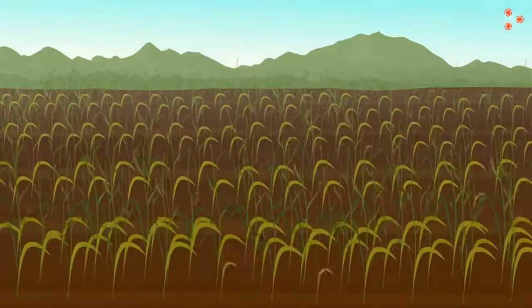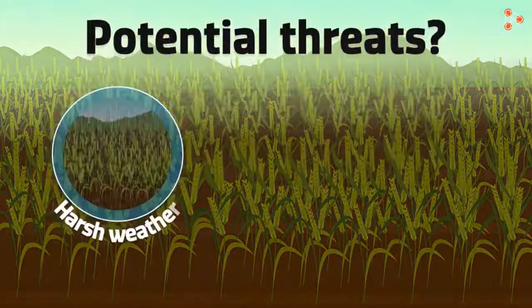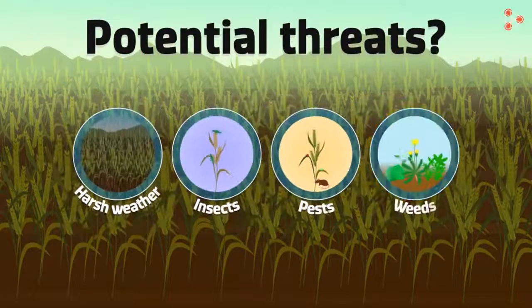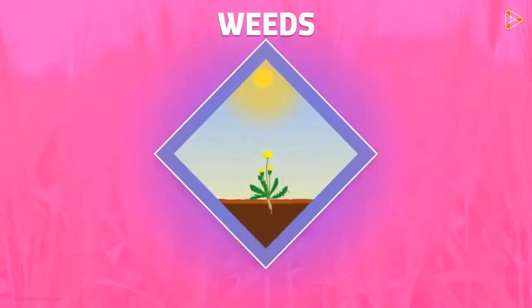Do you know the things that constitute potential threats to crops? Harsh weather, insects, pests, and what else? Weeds. That's right. Weeds are harmful plants that grow alongside the crops. Why are weeds considered to be a threat? It's because these plants too have roots which take up the nutrients from the soil and they compete for sunlight and water. This could seriously damage the crops, leaving them with little or no nutrients at all.